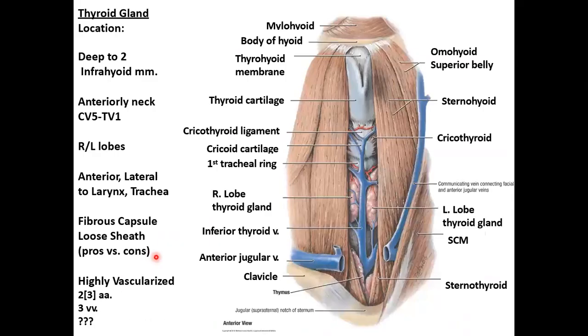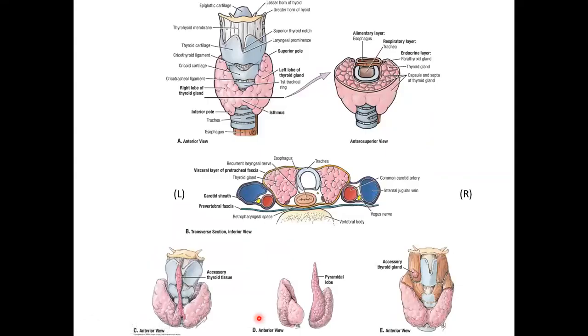Let's see, fibrous capsule, loose sheath, pros versus cons. I don't know what she means by that note. It is highly vascularized. There are 2 to 3 arteries and 3 veins, and we're going to see them going forward. So again, left lobe, right lobe, isthmus, pyramidal lobe.